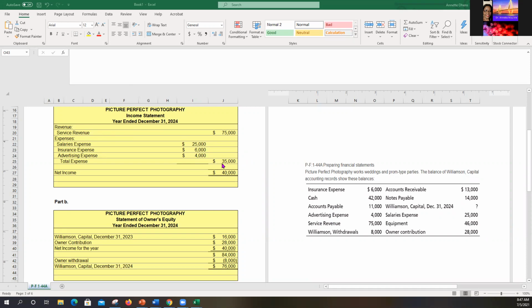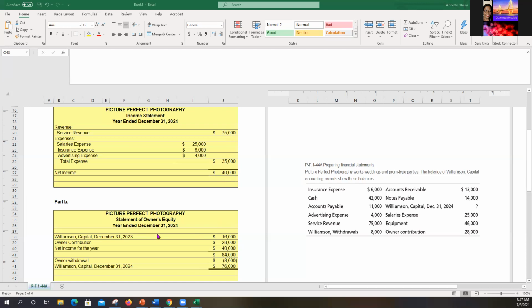And to find your net income or net loss, what you do is you subtract your expenses from your revenue. So the revenue is $75,000 and your total expenses is $35,000. So when you subtract these two, you have a net income of $40,000. Now, if the expenses exceeded the revenue, then you would have a net loss. But in this problem, there's a net income of $40,000.